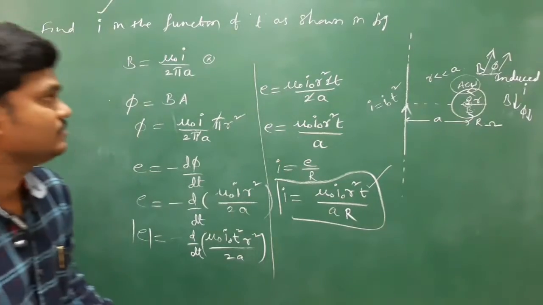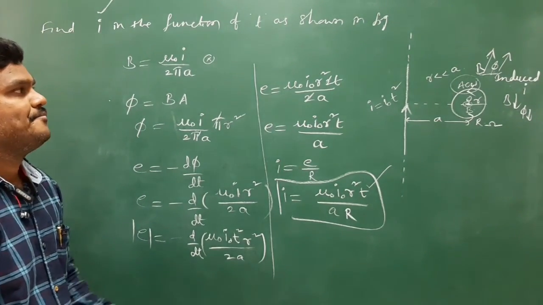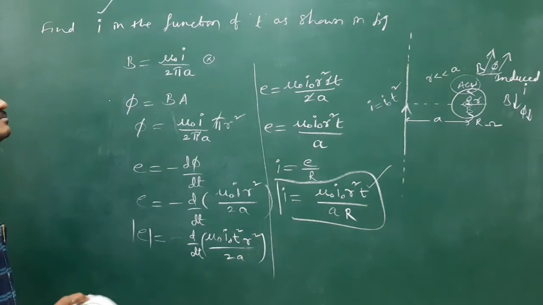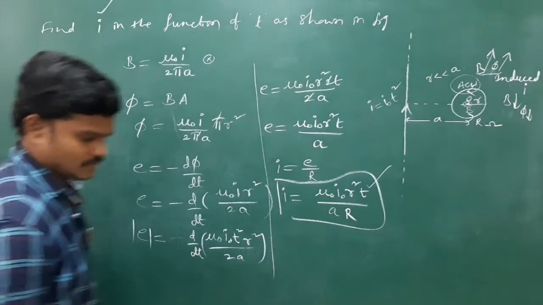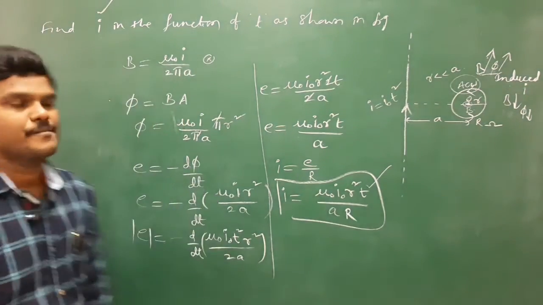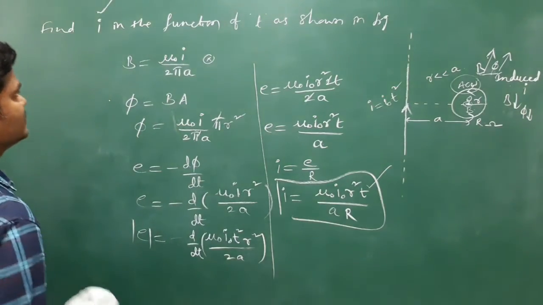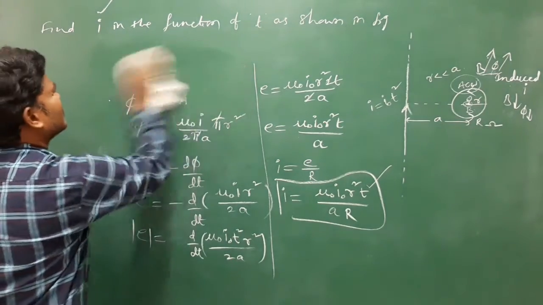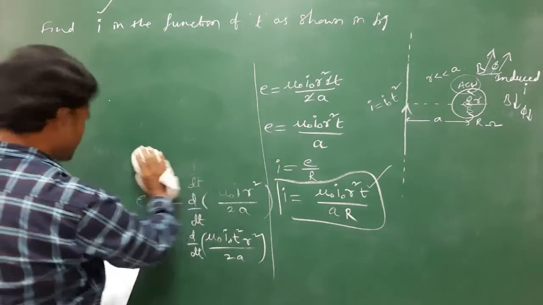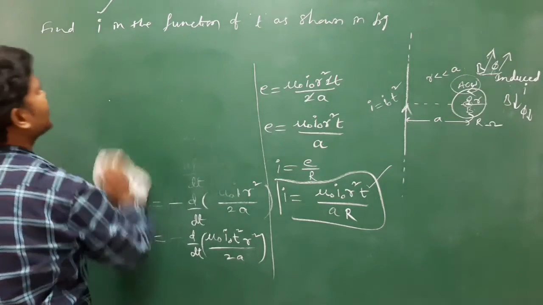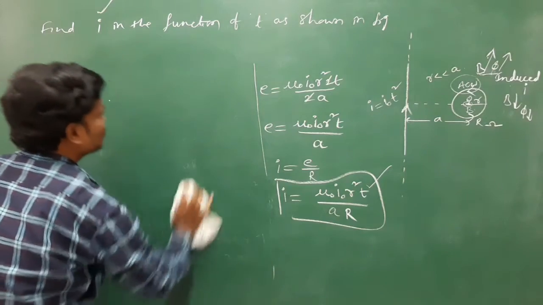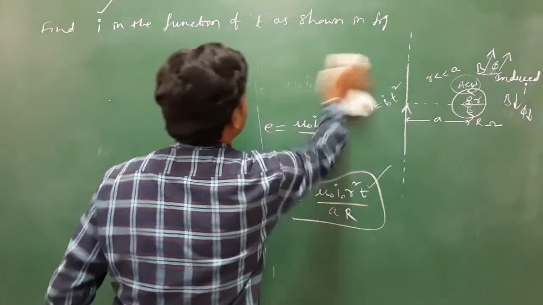Okay, take this. Now let me give one more question. Let me solve one more problem. So see the next one, the question pattern is the same. Find current I as a function of time as shown in the figure. But I am going to change the diagram.